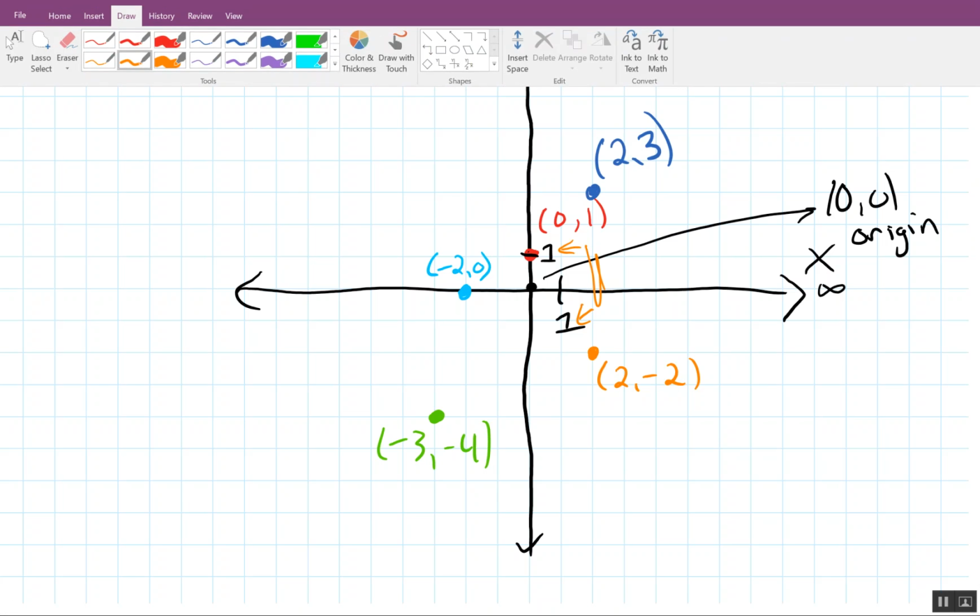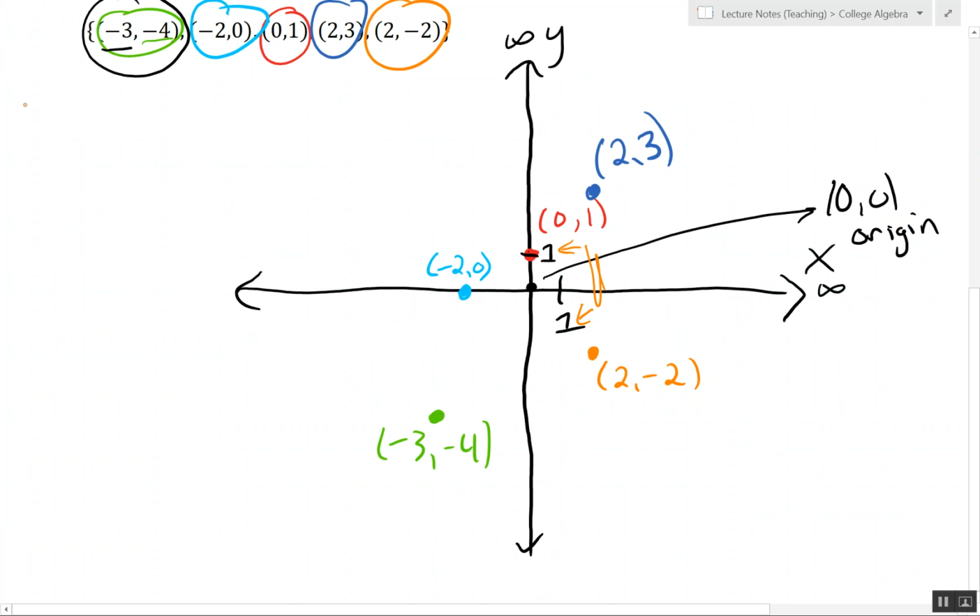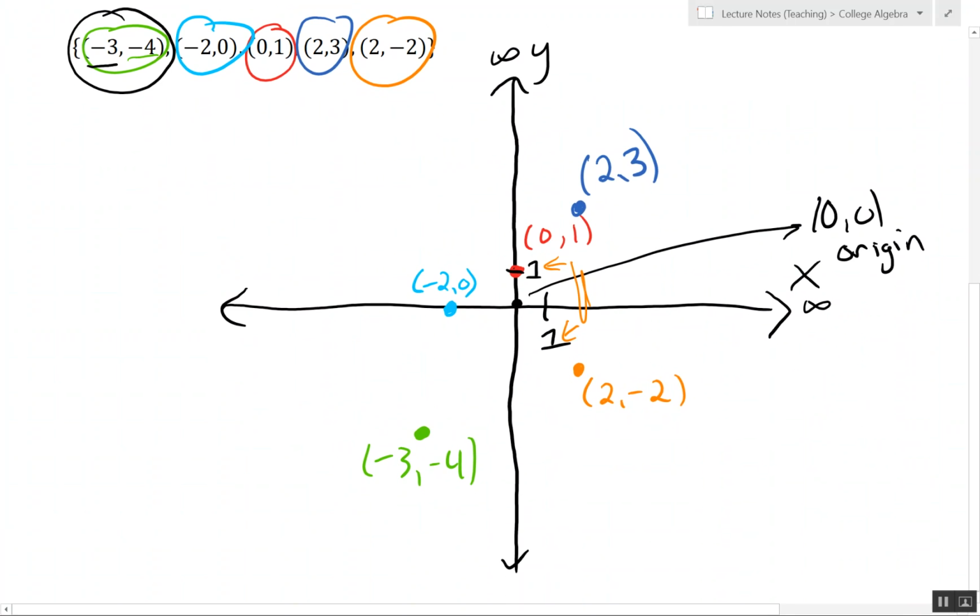And then let's just take away the graph paper, and let's go back to normal. And there is our graph sitting in 2-dimensional space here. So that's how you plot things on the XY plane.